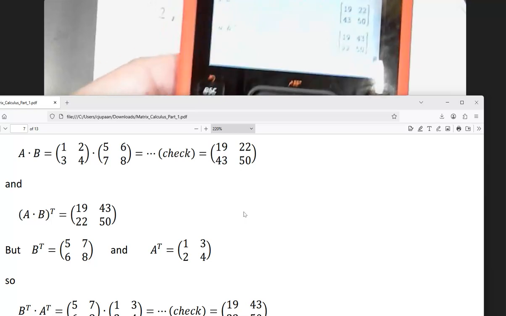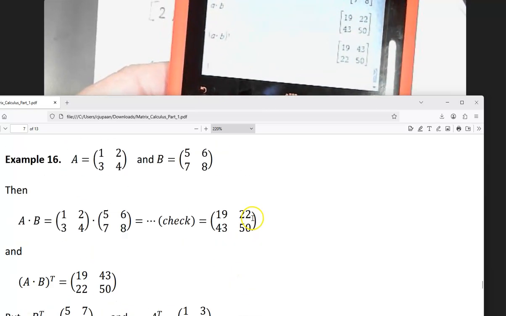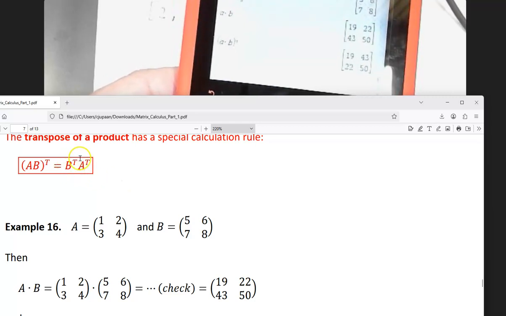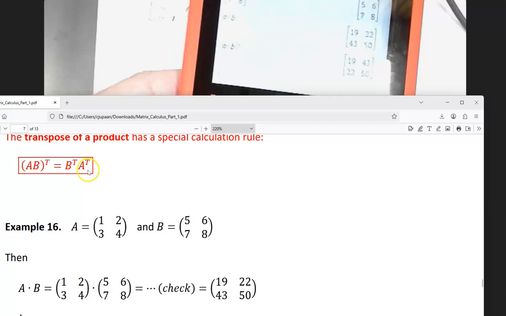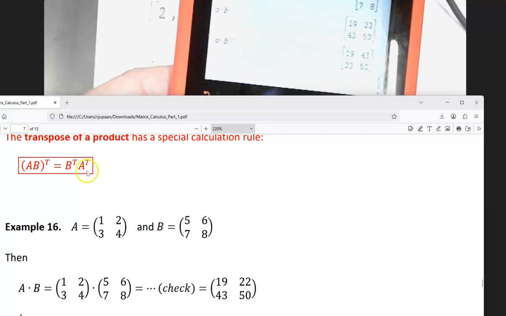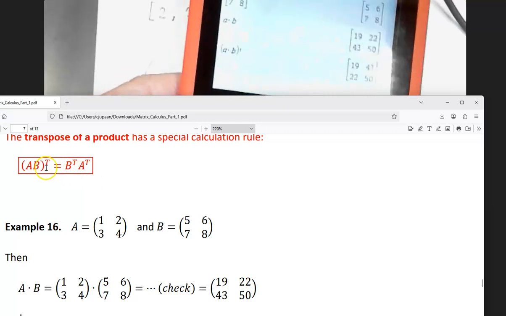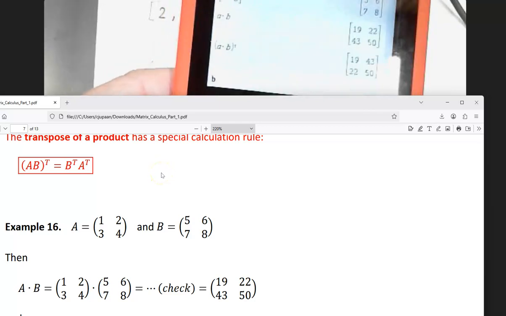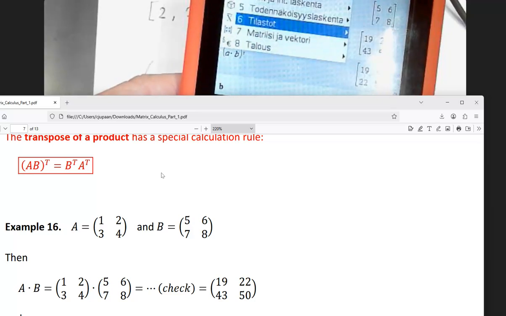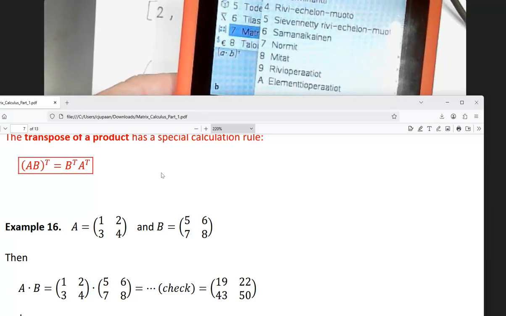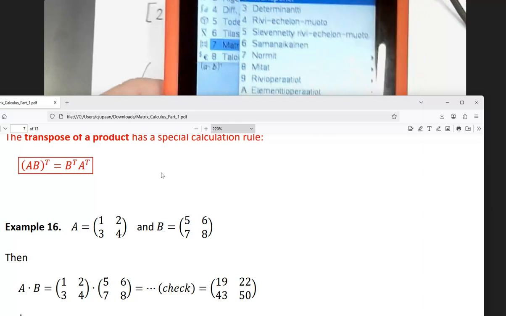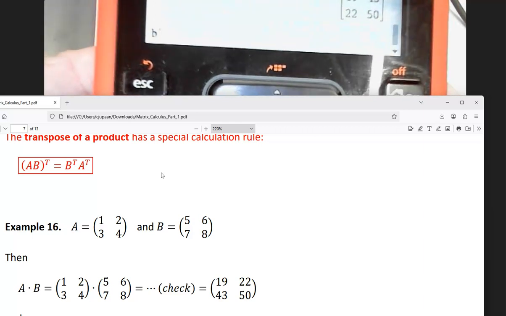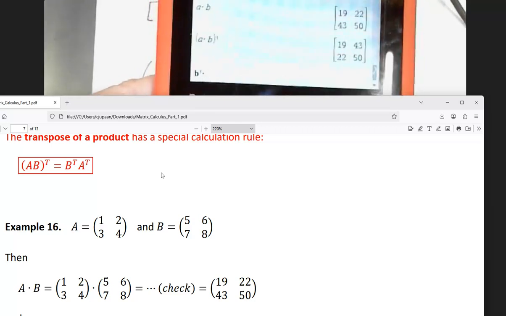And the rule here says that if I take a transpose of matrix B and transpose of matrix A and multiply them, then I will get the same result. Let's check. B transpose, like this. There you can see B transpose times A.